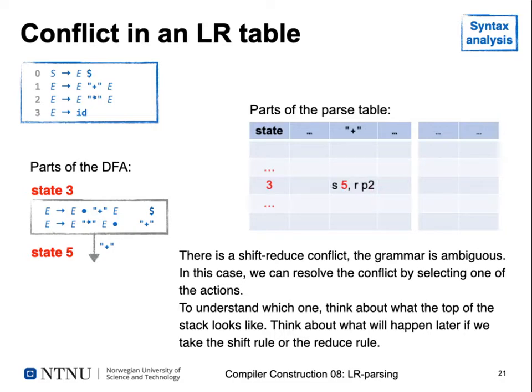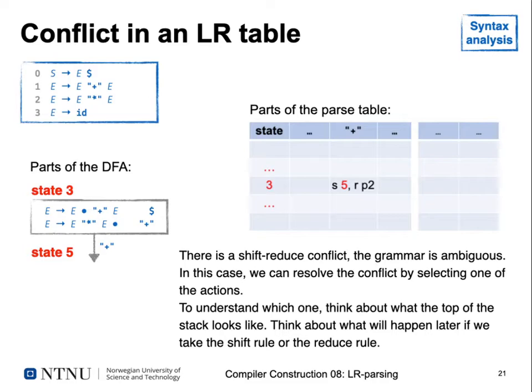So if we're in state 3 and we read a plus, well, now we can either do a shift or we can do a reduce, because we're at the end of the second rule here. So obviously there's a conflict, because we need to decide here if we need to shift or reduce according to rule 2. So this is a classical shift-reduce conflict, which means our grammar is ambiguous. And in this case, we can resolve the conflict by selecting one of both actions here. Question is, of course, which one.